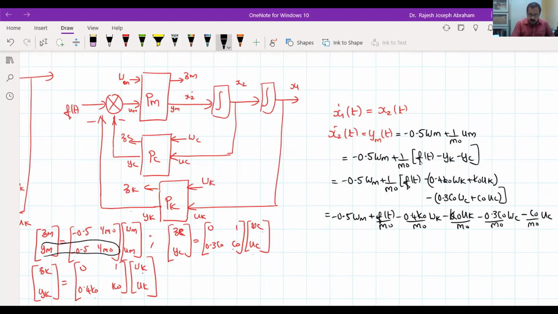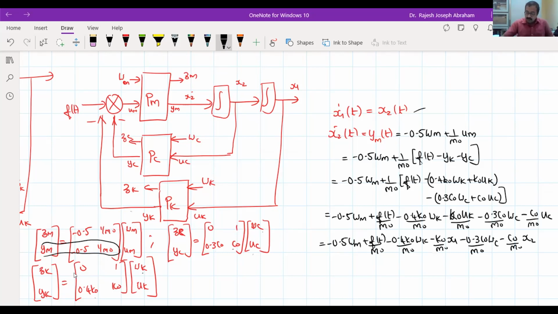Okay, now what is Uc? Uc is nothing but x2. And what is Uk? Uk is nothing but x1. So rewriting in terms of the state variables, you will get minus 0.5 omega m plus f of t by m naught minus 0.4 K naught by m naught into Wk minus K naught by m naught into, what is Uk? Uk is x1, x1 minus 0.3 C naught by m naught into Wc minus C naught by m naught into Uc. And what is Uc? x2. Okay, so these are the two state equations.